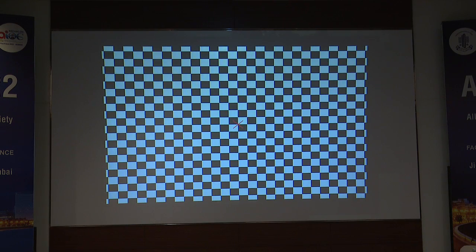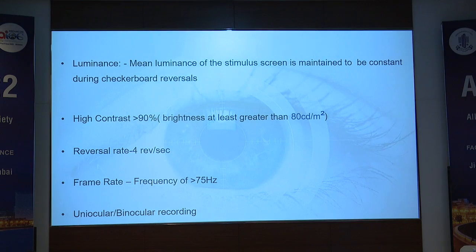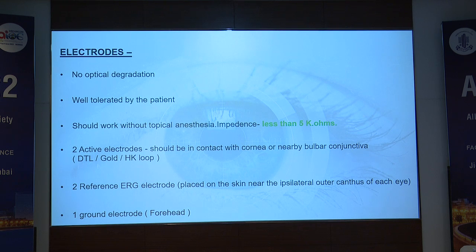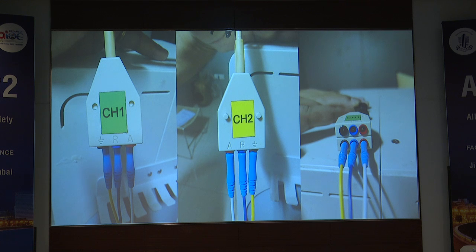This is how the stimulus interface in our machine looks like with a red cross of fixation target. The luminance has to be constant, as I discussed earlier. There has to be a high contrast of more than 90%. The reversal rate is lower, approximately 4 reversals, and the frame rate of more than 75 Hertz. The electrodes are the usual that has been discussed before. The DTL electrodes are the ones that we use in our practice, and the reference electrodes and the ground electrodes. These are the channels discussed before.